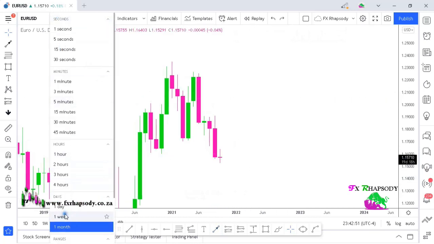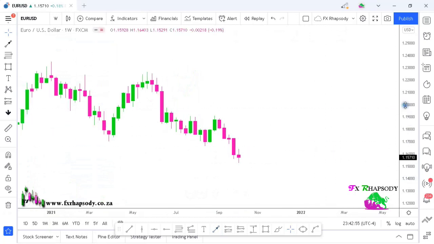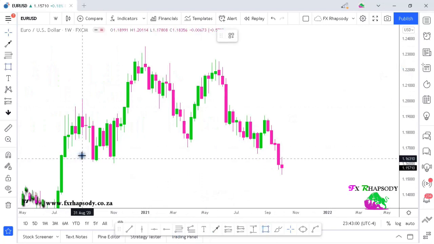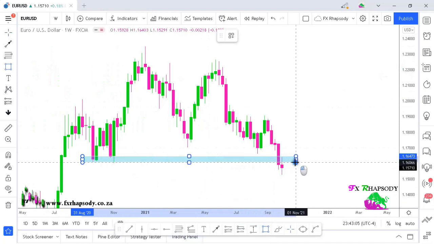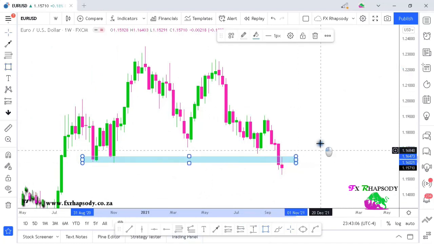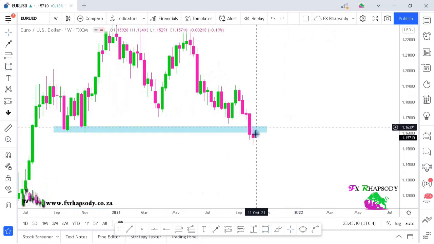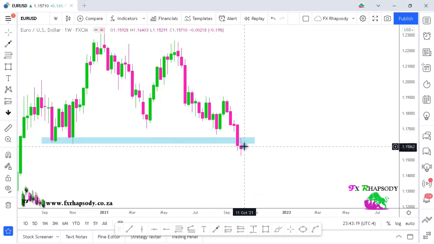Go down to the weekly time frame. On a weekly time frame, we can see this consolidation area that was broken. Just want to highlight it right there. And we can also see that retracement, but it's testing that support and resistance area. It tested that this last week, and it looks like it wants to continue downside.